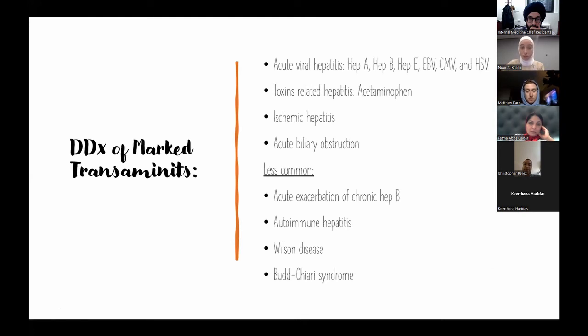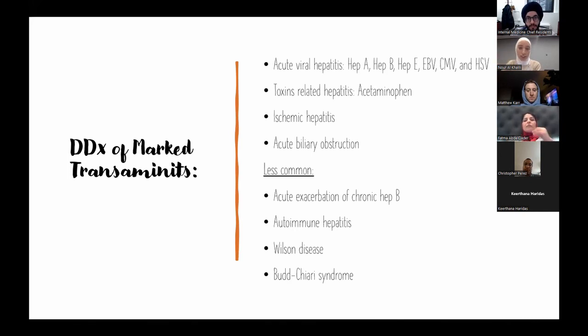Okay, so just differential diagnosis for marked transaminitis. Usually we see it in acute viral hepatitis, toxin-related, especially acetaminophen, ischemic hepatitis, and acute biliary obstruction. It's not related to hepatocyte injury, but it's really just for the acute sudden, like a stunned liver due to the obstruction. We can differentiate that.